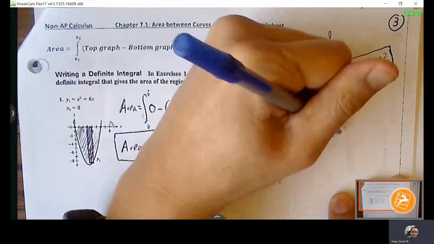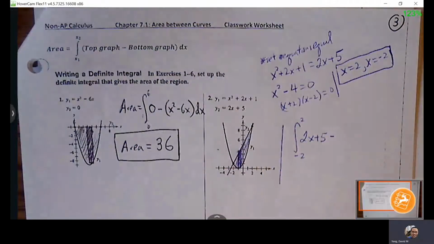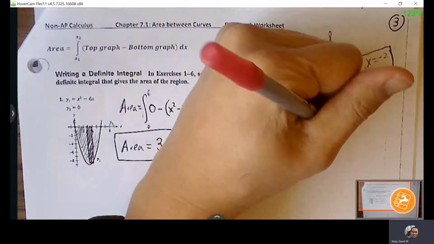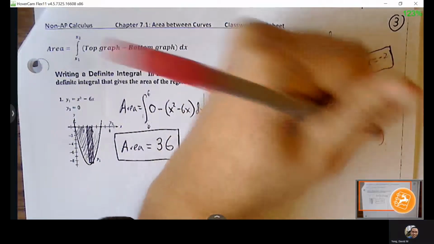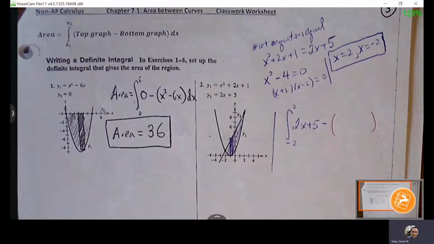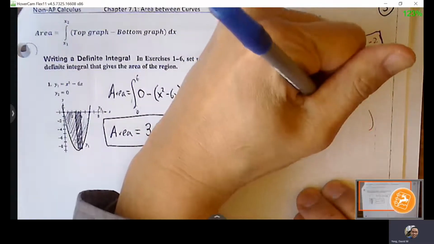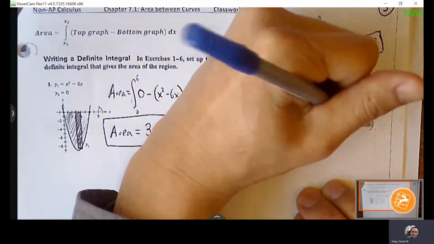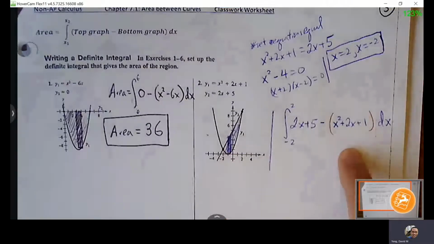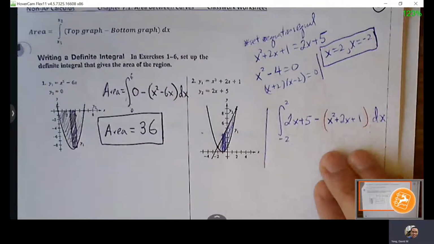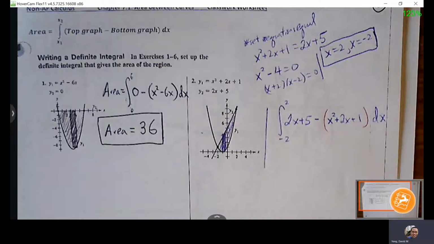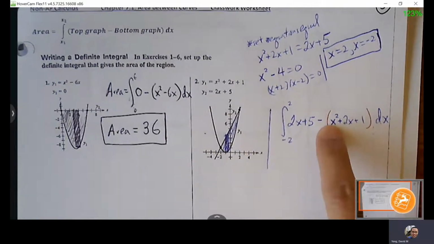And I think it's always a good habit to build that whenever you're doing the bottom graph or the left graph, whatever comes after the minus sign, it's always a good idea to protect it with a set of parentheses so we don't forget that the negative is going to influence everything that comes after it. If you forget that set of parentheses, it's not going to matter if there's only one term, but if there are multiple terms, that's going to throw your answer off.